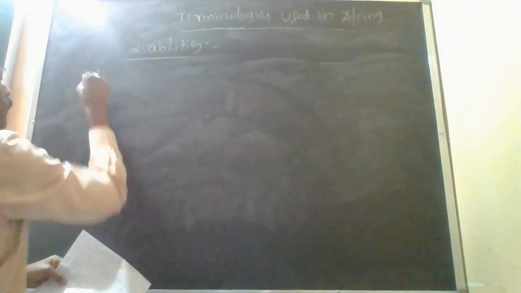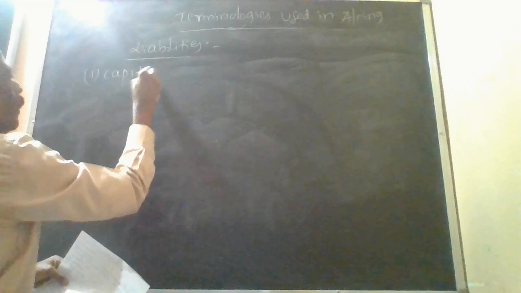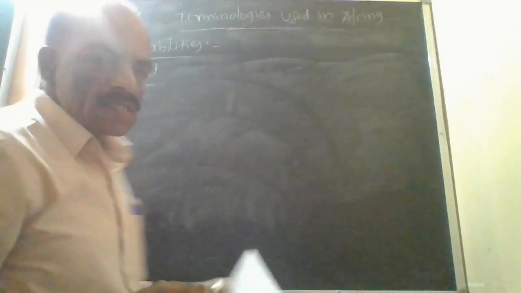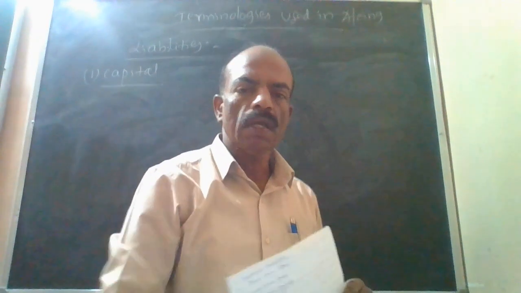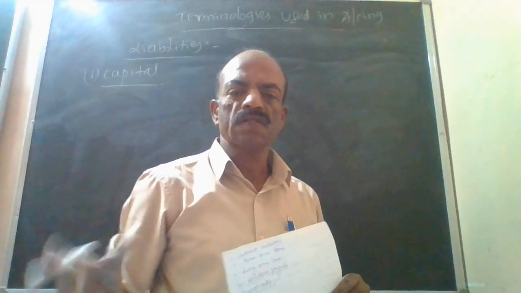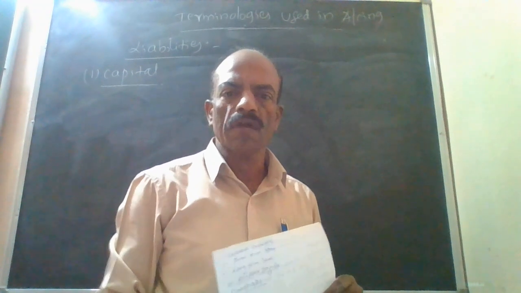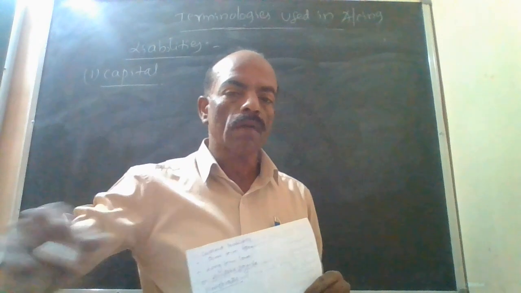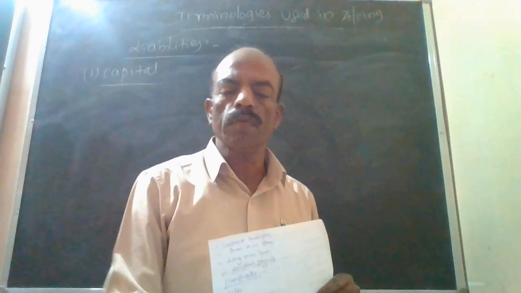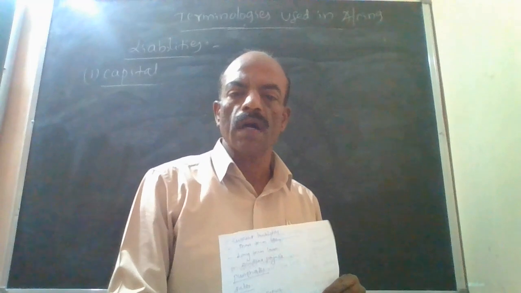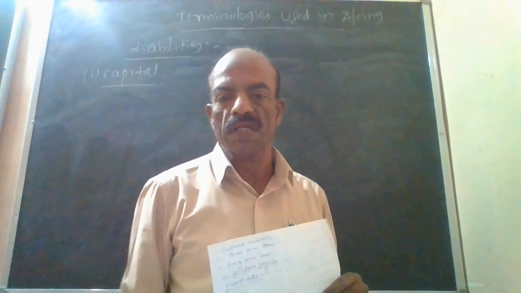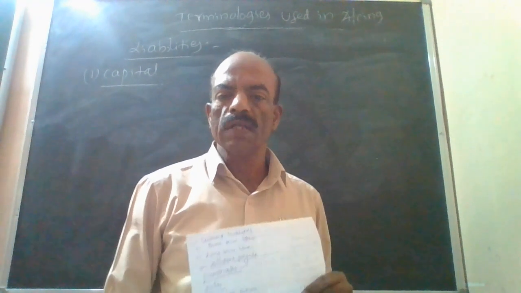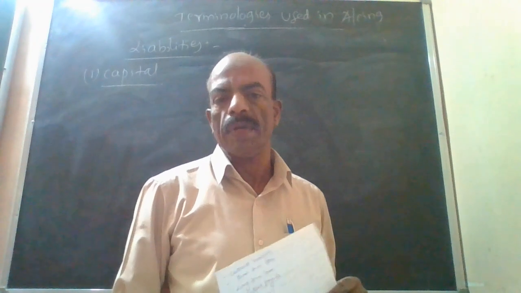So the first liability is capital. In the case of a sole trading concern, he will contribute a very small amount of capital, maybe 5 to 10 lakh rupees. But a joint stock company requires crores. They have to contribute at least 2 to 5 crore rupees while doing the business. Therefore, the company will issue share capital.